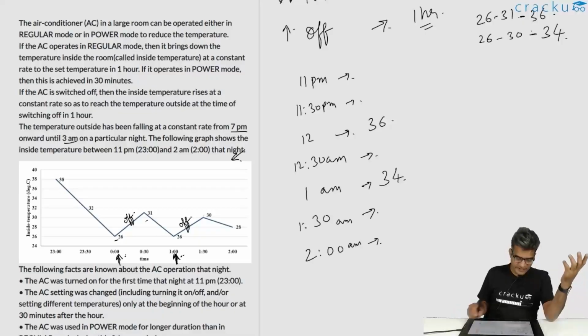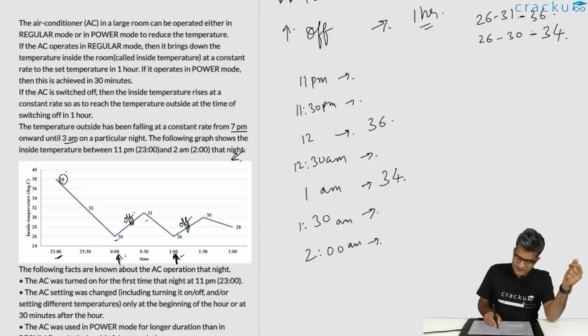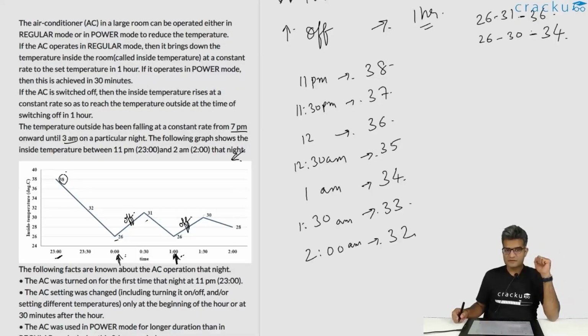Another way of looking at it is that at 11 a.m. the temperature outside will be equal to 38. That is essentially given because the AC was not started at that time. So you can see from all of these points that at 11 it is 38, at 12 it is 36, at 1 it is 34, so at 2 it is 32. So it is basically going down by 2 degrees every hour. So here it will be 37, here it will be 35, and here it will be 33. This is the first thing that we know.